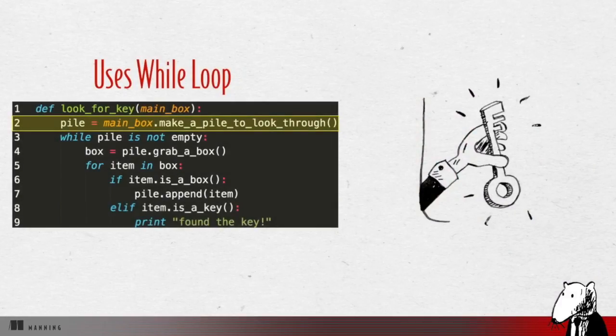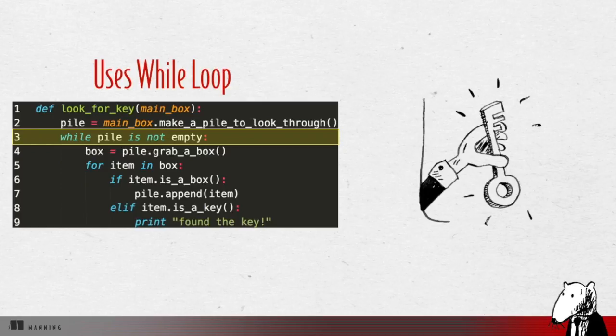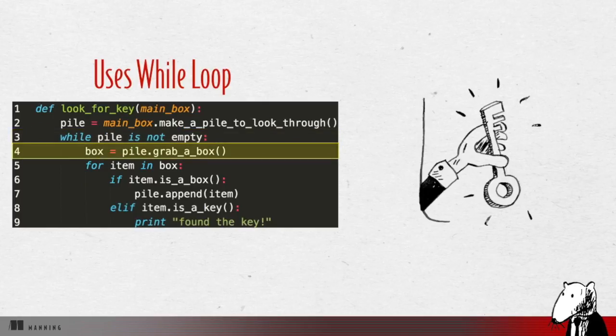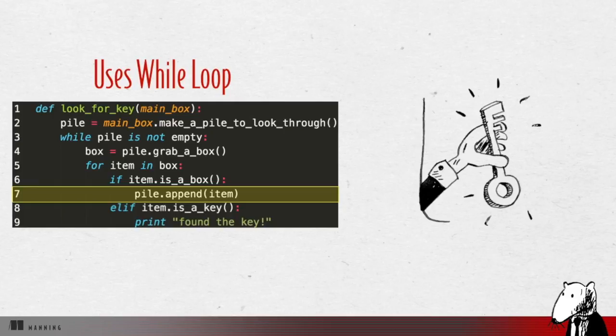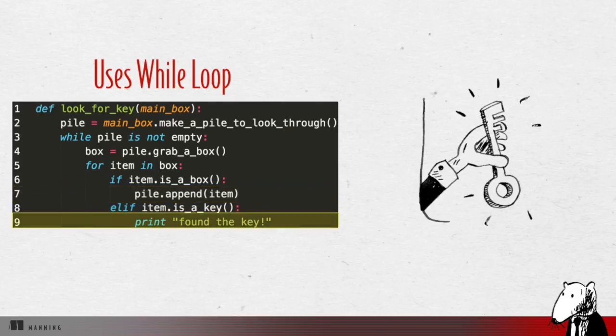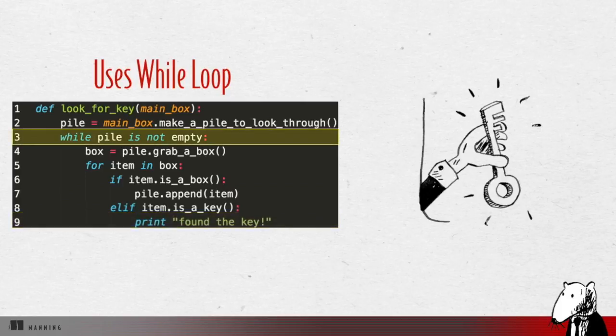Here's the first method using pseudocode. First, we make a pile of boxes to look through from the boxes in the main box. While the pile is not empty, choose a box to look through. For each item in the box, check if the item is another box. If it is another box, append or add it to the pile of boxes we still have to look through. If the item we found is a key, then yell to everyone excitedly, "Found the key!" Keep checking the boxes until the pile is empty.